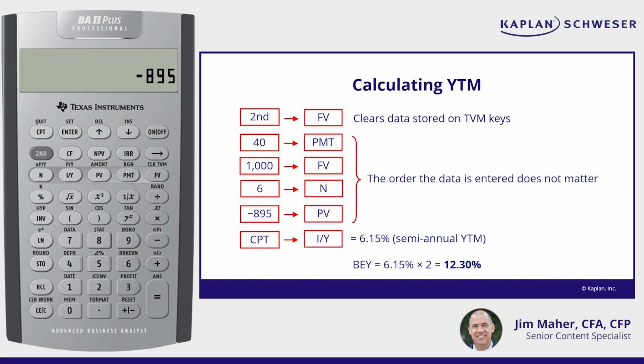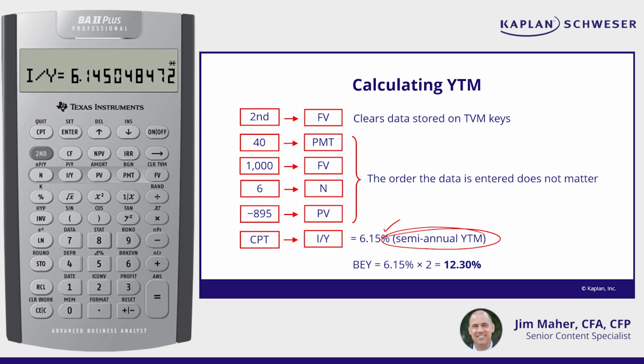And now all we're going to simply do is compute our interest rate. Okay, so we just press that. And you can see, rounded up, it's going to be 6.15. But that's a semi-annual yield to maturity. You have one more calculation to go.